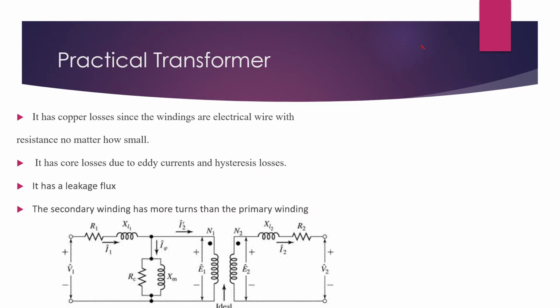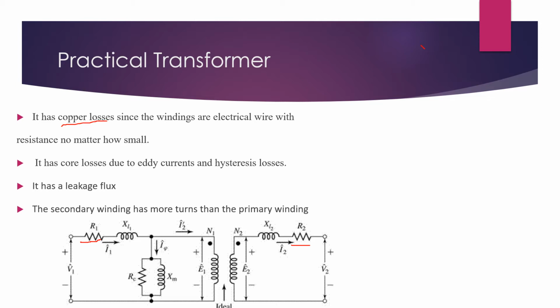Now let's talk about the real transformer. A real transformer is made with these assumptions. First, it has copper losses, since the windings are electrical wire with resistance, no matter how small. Copper losses are losses due to the resistance of the windings of the transformer, both the primary and the secondary windings. So resistor R1 and resistor R2 represent the copper losses of the practical transformer.